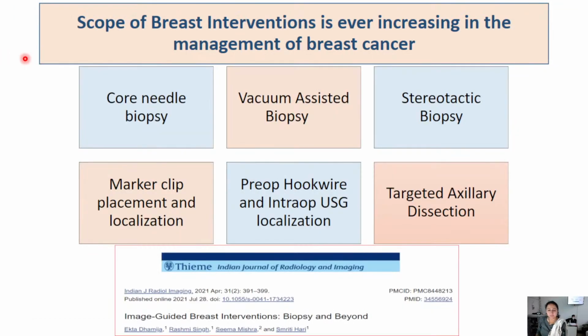Good afternoon, everyone. So, image-guided breast intervention, the scope is ever increasing in the field of management of breast cancer. The integration of imaging in the management and the algorithm starts from the basic biopsy and it works all the way down till the patient's surgery and follow-up.